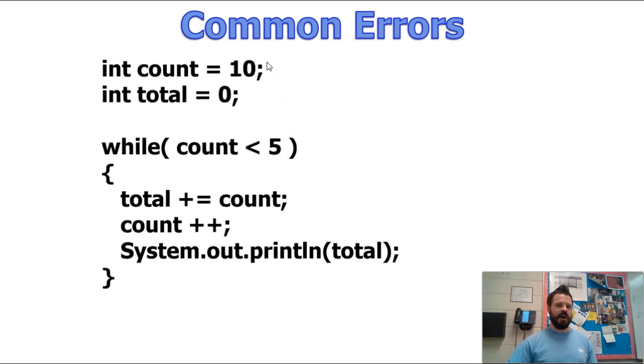This time, notice count started off at 10. So when I get into this loop, we're going to run it while count is less than 5. In this program, count's never less than 5, meaning that this loop will be skipped entirely and never run once.